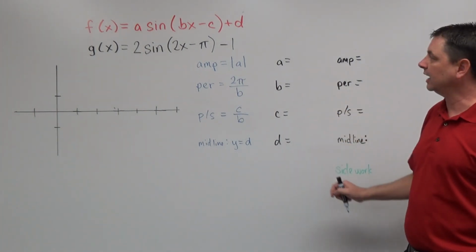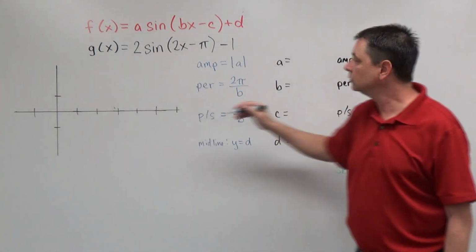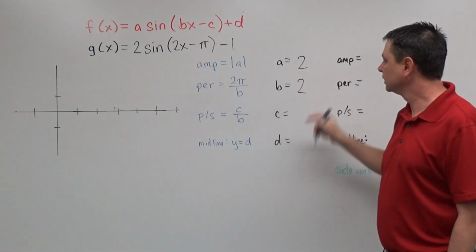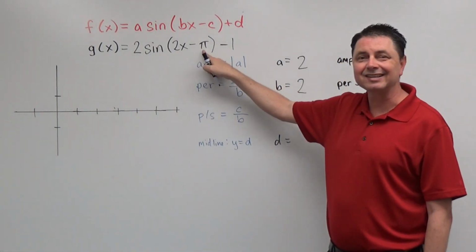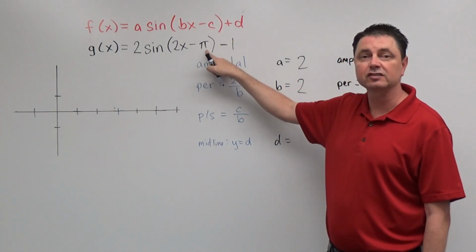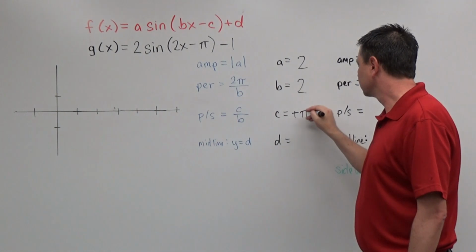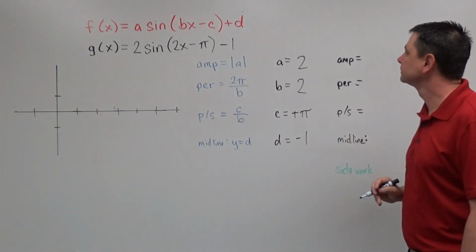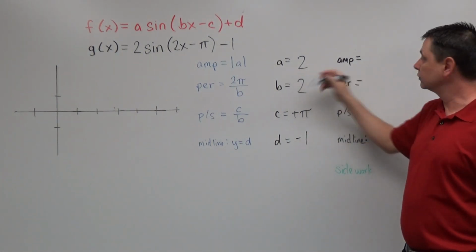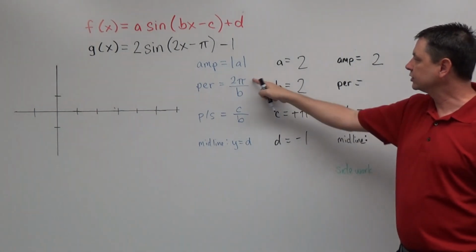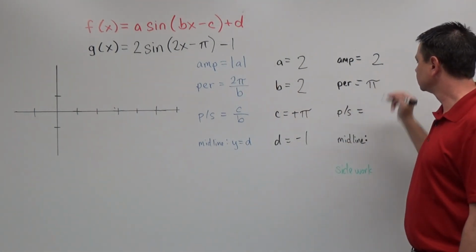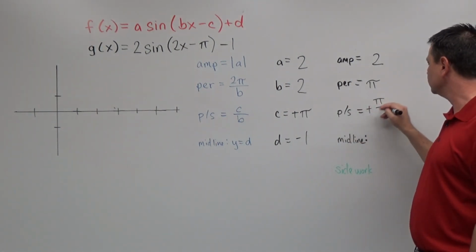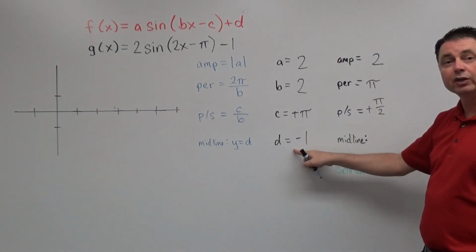We're going to go A, B, C, and D. A is 2. B is 2. C is positive pi. Remember our form is minus c. This is minus pi. Positive pi. And D is negative 1. Amplitude is the absolute value of 2. Period is 2 pi divided by 2. Phase shift is C divided by B, positive pi over 2. Midline, y equals negative 1.